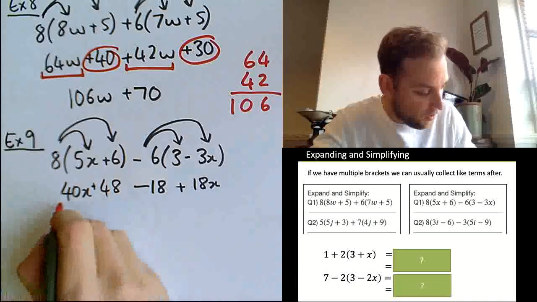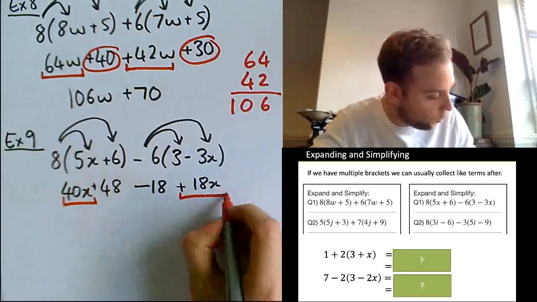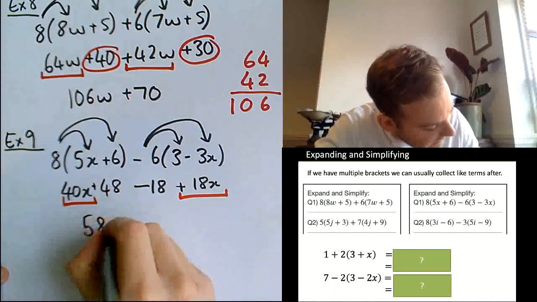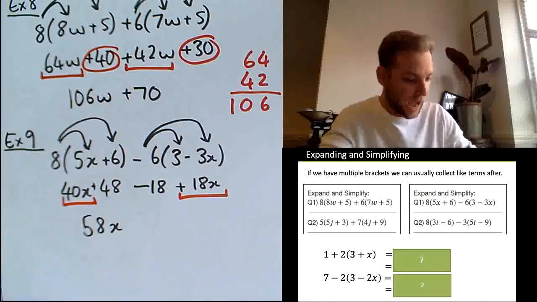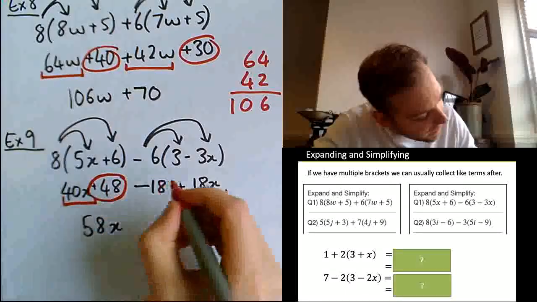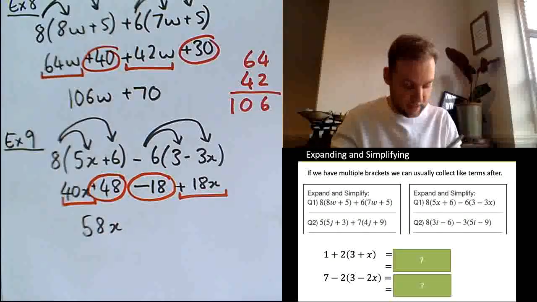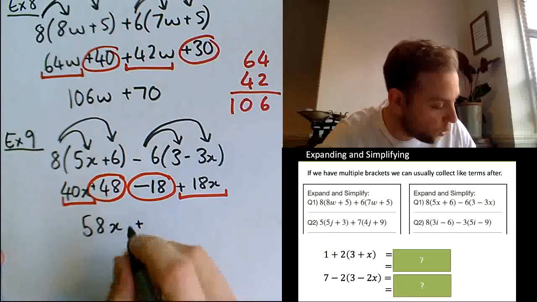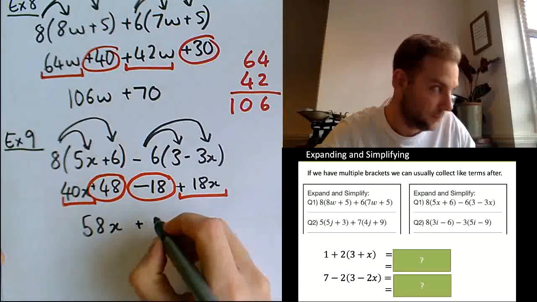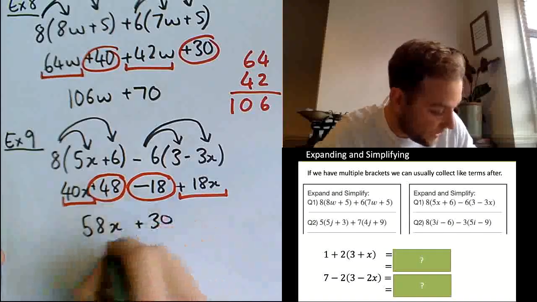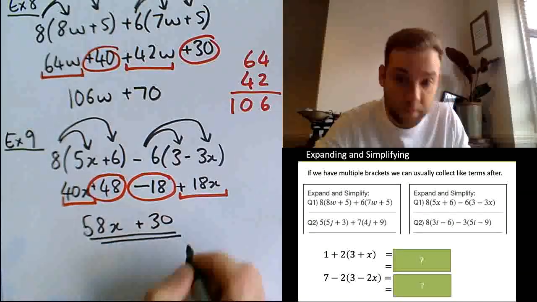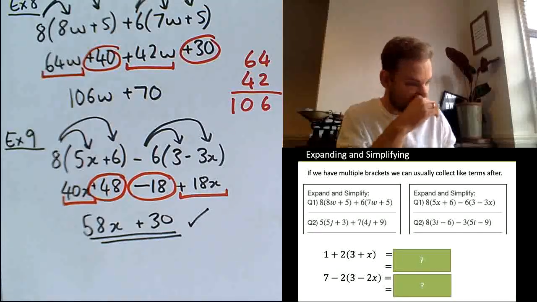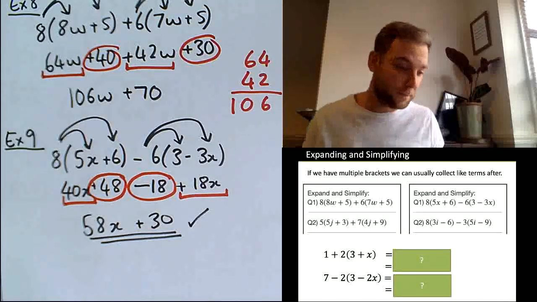So it's going to be 40x plus 18x, which is equal to 58x. And then 48 minus 18. So 48 take away 18 is equal to plus 30. There we go. Mark those in green. So let's have a look at these bottom two now.